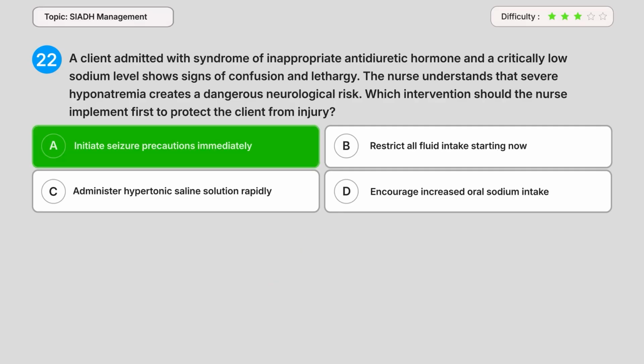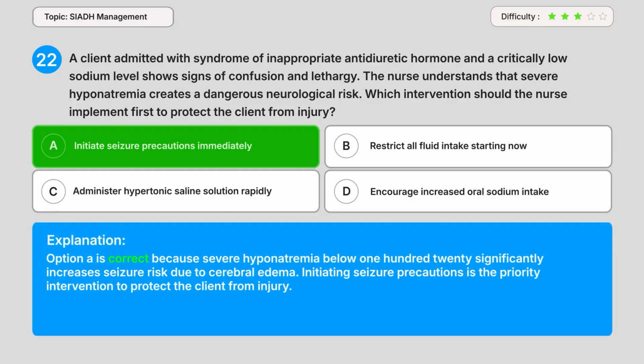Correct answer, A. Initiate seizure precautions immediately. Explanation: option A is correct because severe hyponatremia below 120 significantly increases seizure risk due to cerebral edema. Initiating seizure precautions is the priority intervention to protect the client from injury.